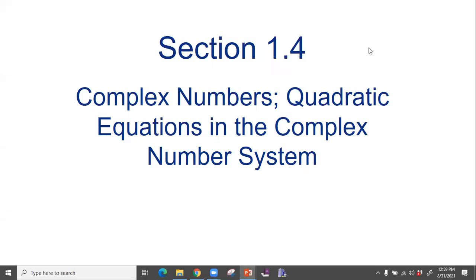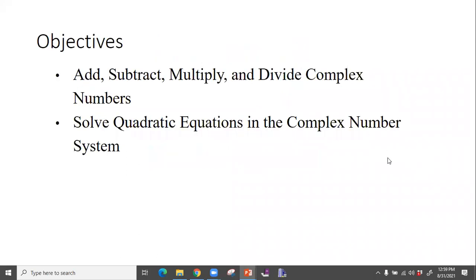Here we go. Section 1.4, complex numbers, quadratic equation, and the complex number system. Sounds so fun and exciting. So our objectives are to add, subtract, multiply, and divide complex numbers, and to solve quadratic equations in the complex number system.